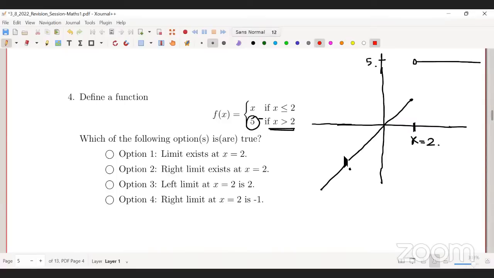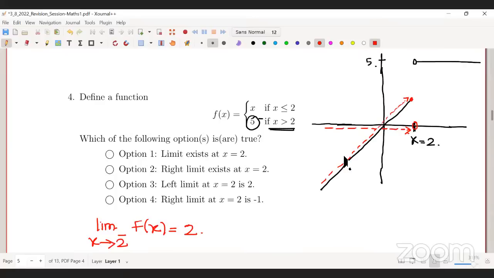So as you can see, when you are coming to this point 2 from the left hand side, when you are coming to 2, the value of the function is basically approaching towards 2. That means the left hand limit is 2, right?